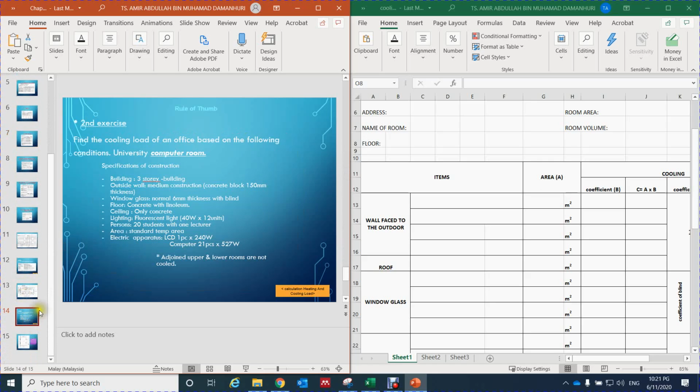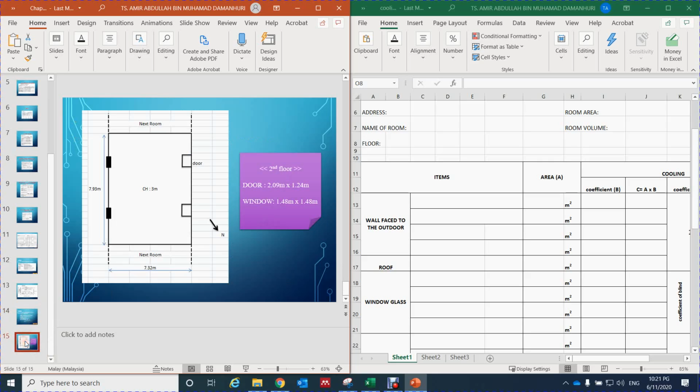Now we'll be doing the cooling load for the office also, but this is for the university computer room. Basically this is the office that is located in the computer room.